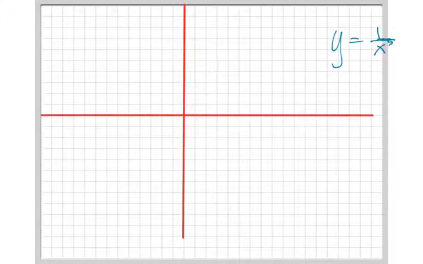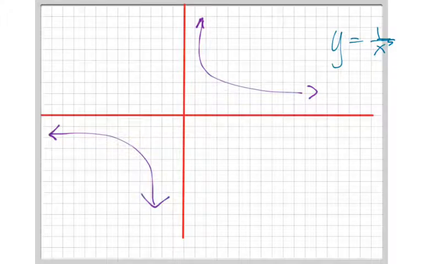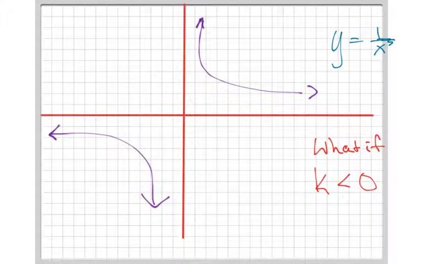We said that if we have something like y equals 1 over x, let's use to the 5th power, we're going to get something in the first and third quadrants. What if k is negative? Instead of having a 1 here, what if we put in some different k that was negative? What would that change about our graph?